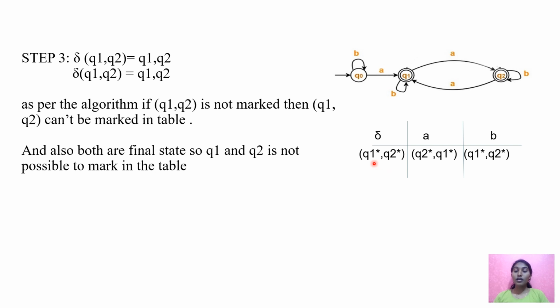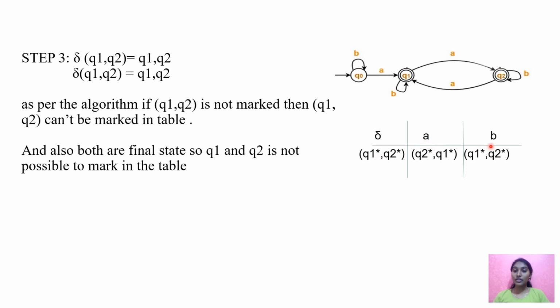So in the table, Q1 and Q2 states are not marked. So we should take these states and check with respect to A and with respect to B. Q1 with respect to A, where it is reaching? It is reaching Q2. And Q2 with respect to A, where it is reaching? That is Q1. So Q2 comma Q1, this is the state we got with respect to A.